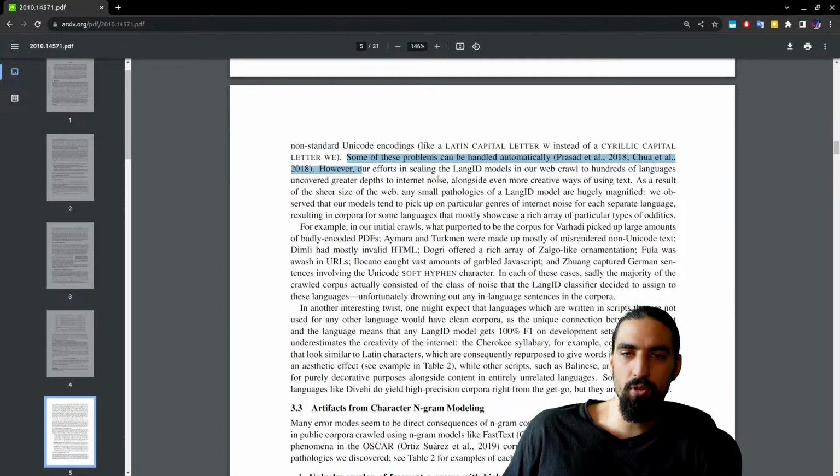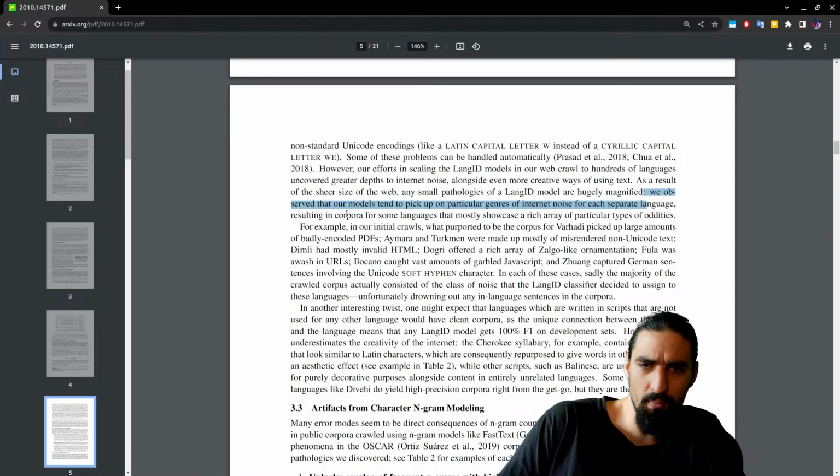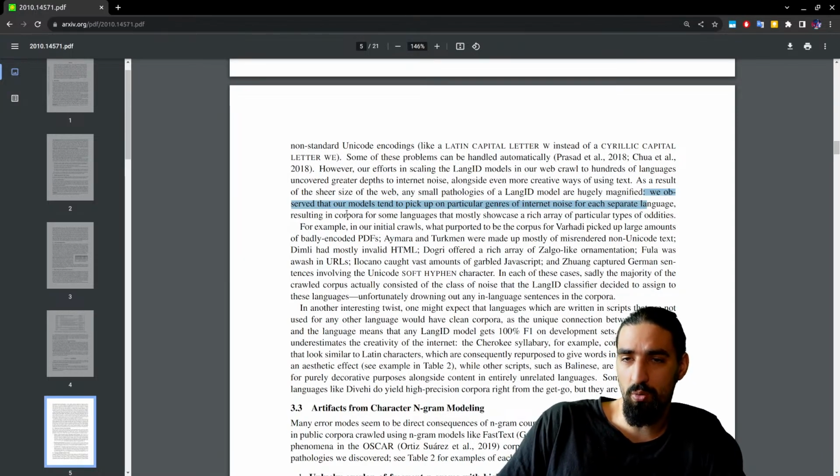However, our efforts in scaling the LangID models in our web crawl to hundreds of languages uncover greater depths to internet noise, alongside even more creative ways of using text. As a result of the sheer size of the web, any small pathologies of a LangID model are hugely magnified. We observe that our models tend to pick up on particular genres of internet noise for each separate language, resulting in corpora for some languages that mostly showcase a rich array of particular types of oddities.